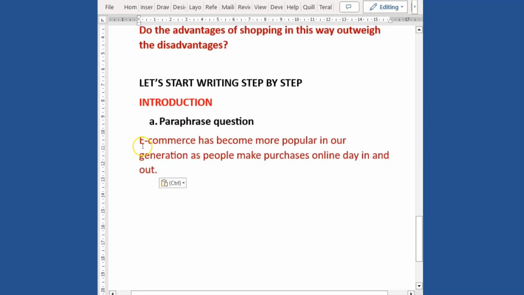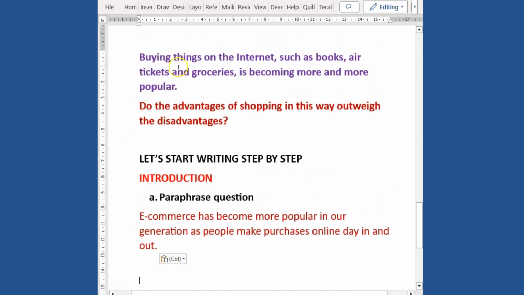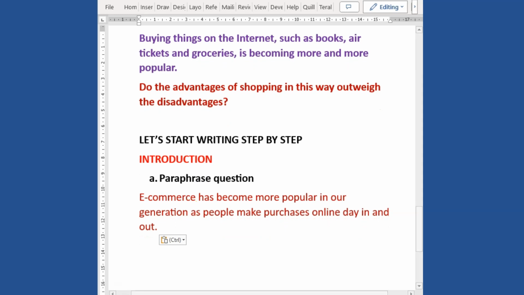So I just wrote that e-commerce has become more popular in our generation as people make purchases online day in and out. Buying things on the internet, so e-commerce has become more and more popular in our generation as people make purchases online day in and out. In this one, you are just trying to rewrite what you see there in your own words.